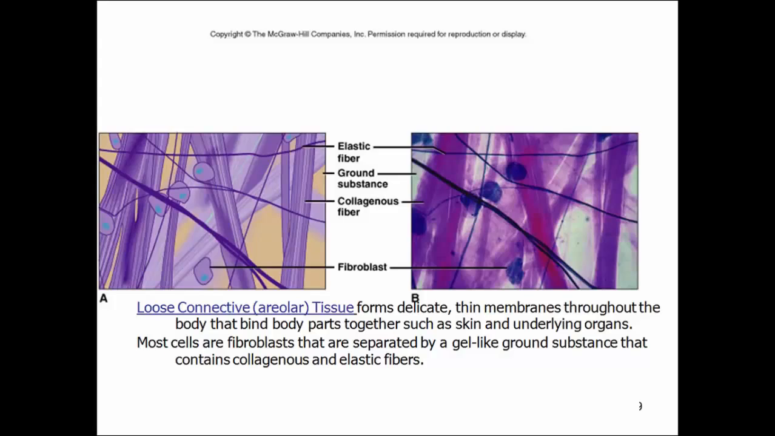Look at the picture. You can see fibroblasts. You can see these cells with the nucleus, and they are separated by a gel-like ground substance that contains many different fibers. So you can see your larger collagenous fibers and your thin elastic fibers.